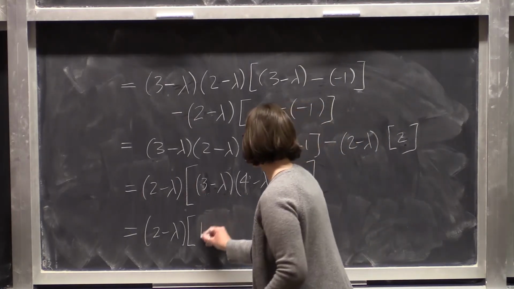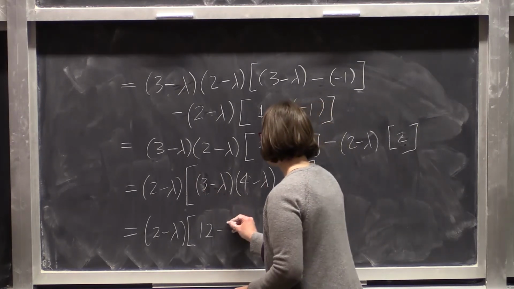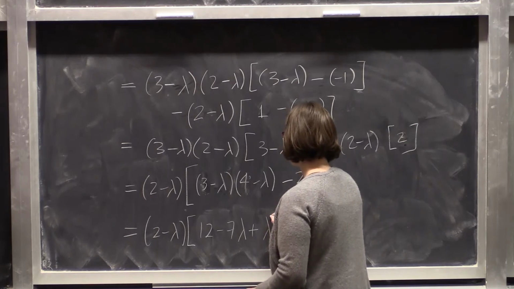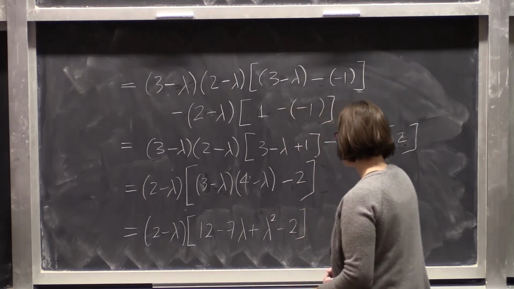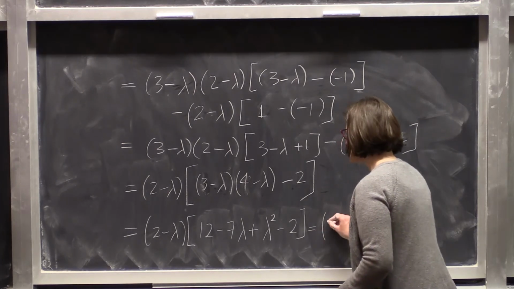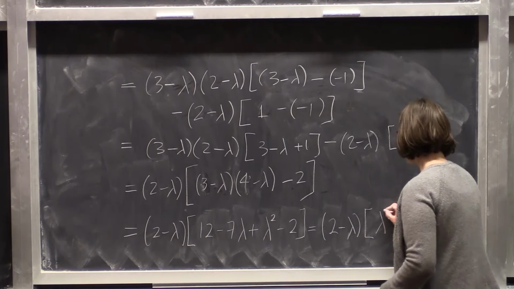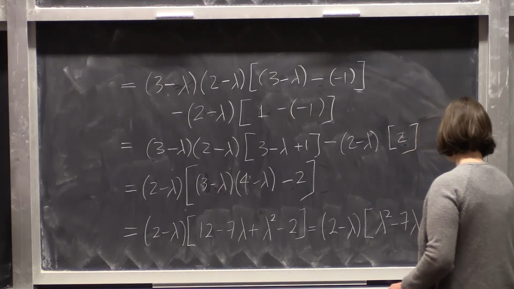3 times 4 is 12. Minus 3 lambda minus 4 lambda is minus 7 lambda plus lambda squared minus 2. So that is 2 minus lambda times lambda squared minus 7 lambda plus 10.